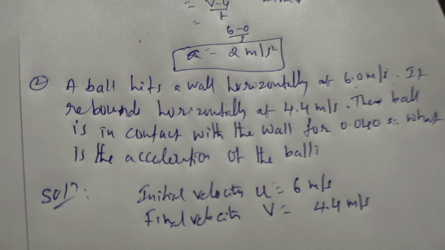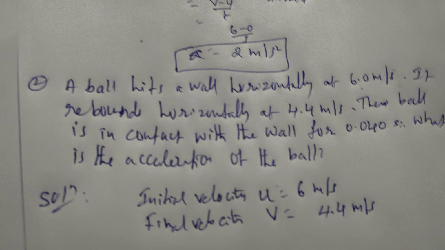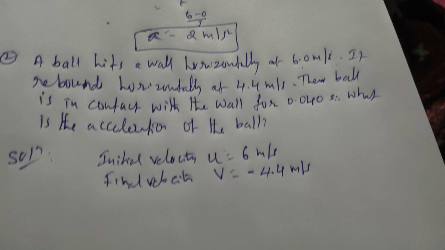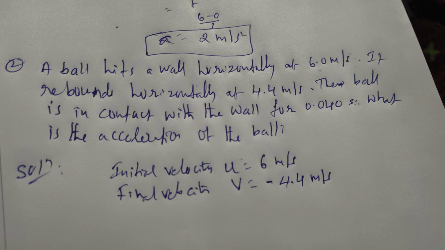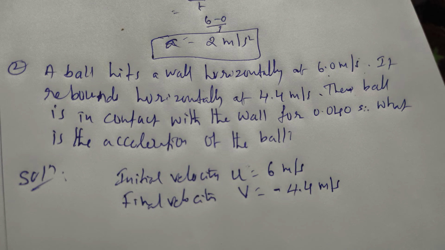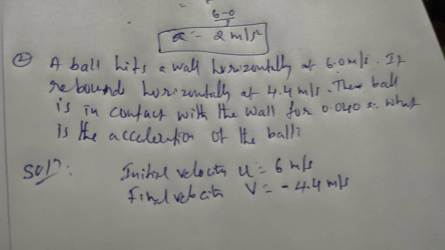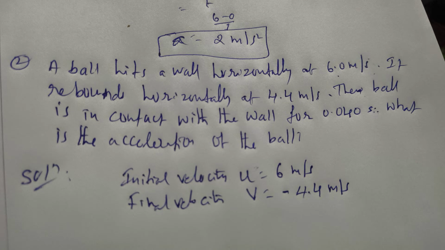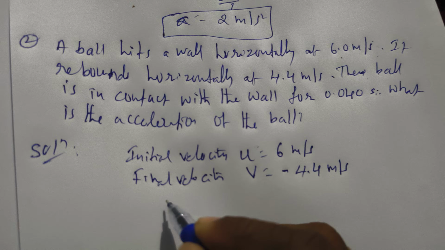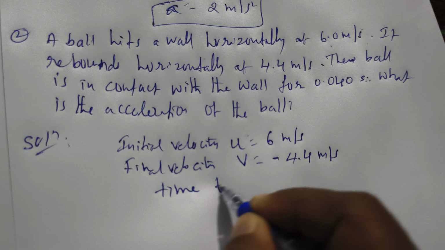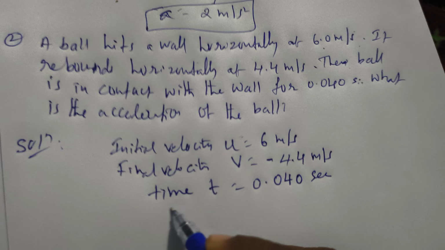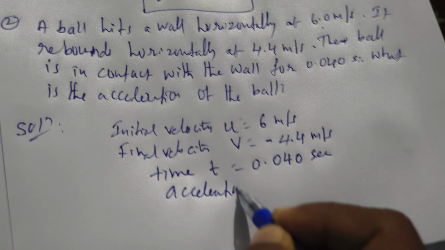Here it rebounds horizontally. That means we have taken here the final velocity as minus. Rebounding. Why taking opposite? Because it is moving in the opposite direction, that's why we have taken the final velocity as negative. If it moves along the same direction and the speed decreases, no need to take a minus value. Then how much time is it on the wall? Time t is equal to 0.040 seconds. Then calculate acceleration.